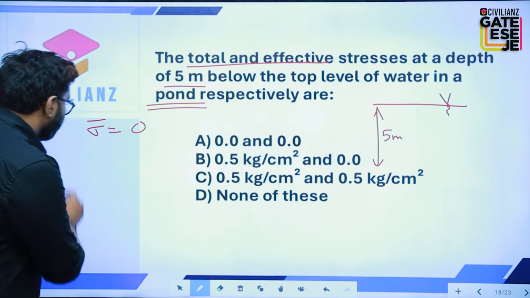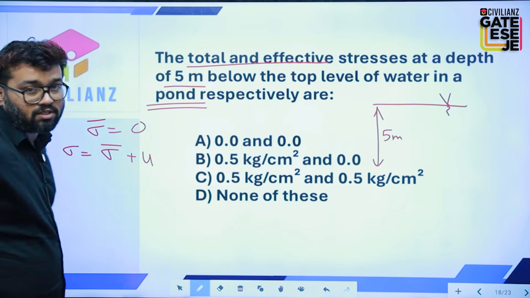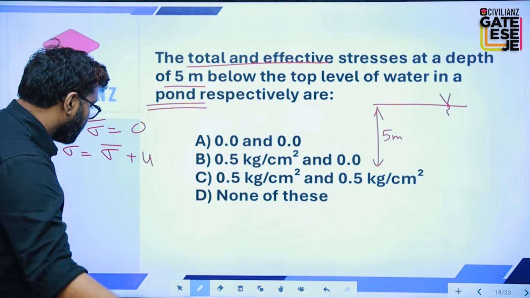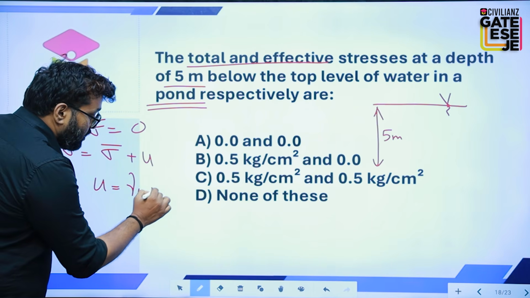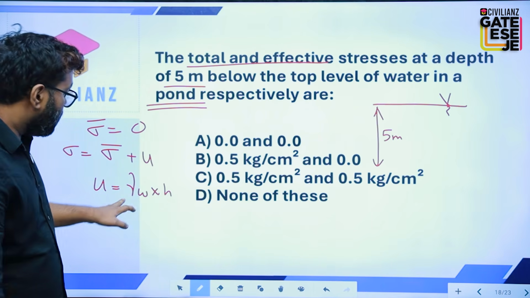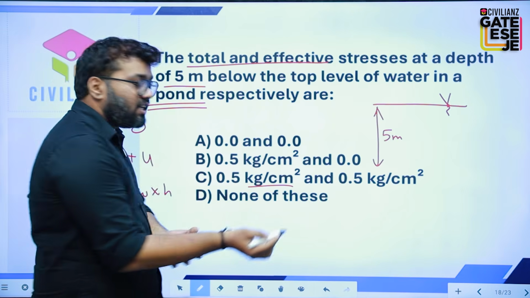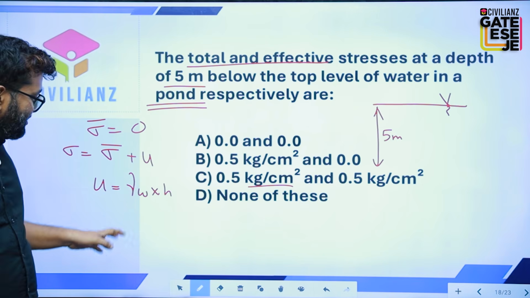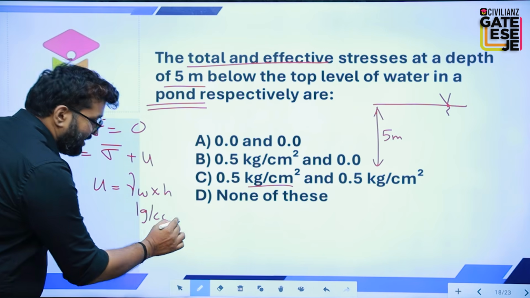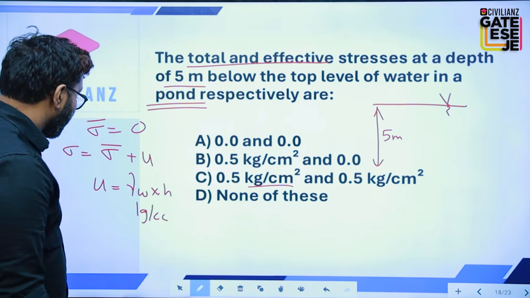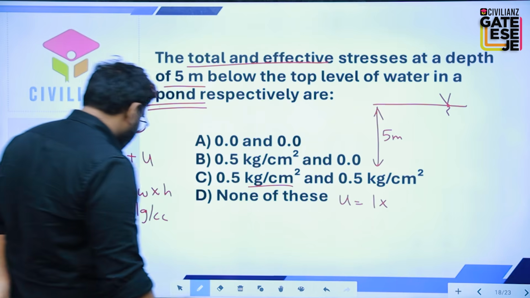So the total pressure is equal to effective pressure plus pore pressure. So we want to find the pore pressure. Pore pressure is equal to gamma W into H, and in this answer it's given in kilogram per centimeter square. So we can take gamma W as 1 gram per cc. So U is equal to 1 into H.